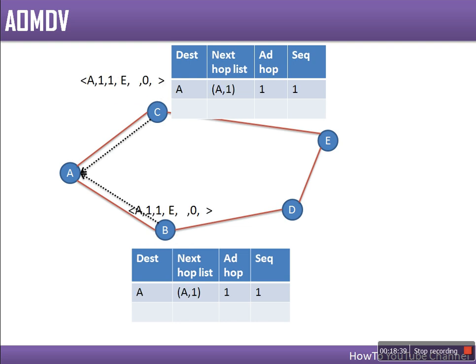Now what these nodes will do: C will insert its own address here. So at the first hop, C will insert its own address and B will insert its own address. So whenever any intermediate node receives these packets, that node will find out this packet is coming from this neighbor of the source, and every node actually maintains a first hop list for every route request packet.